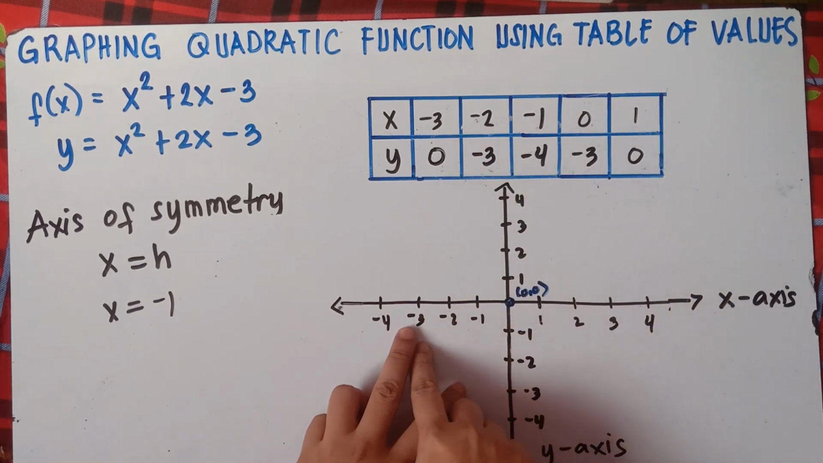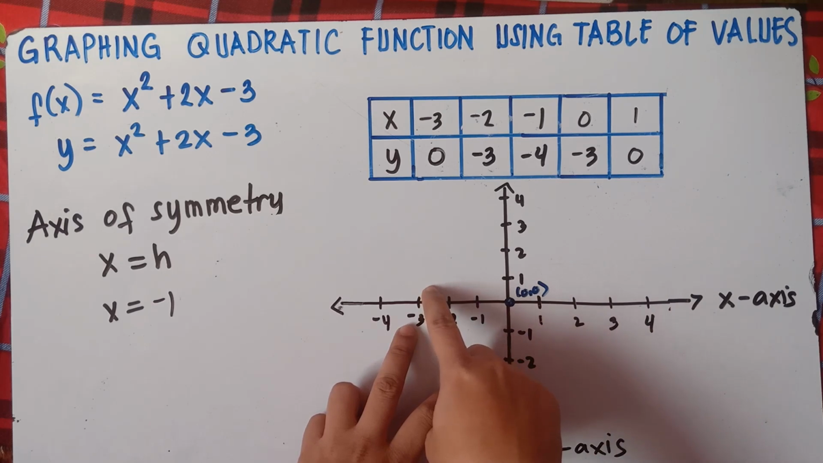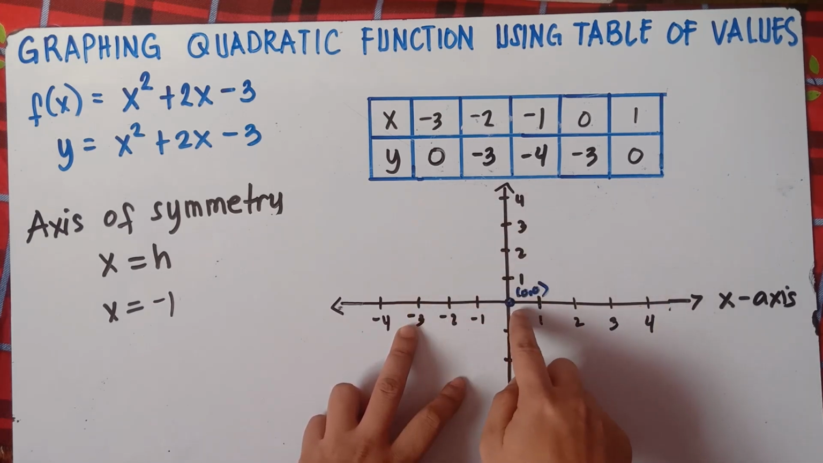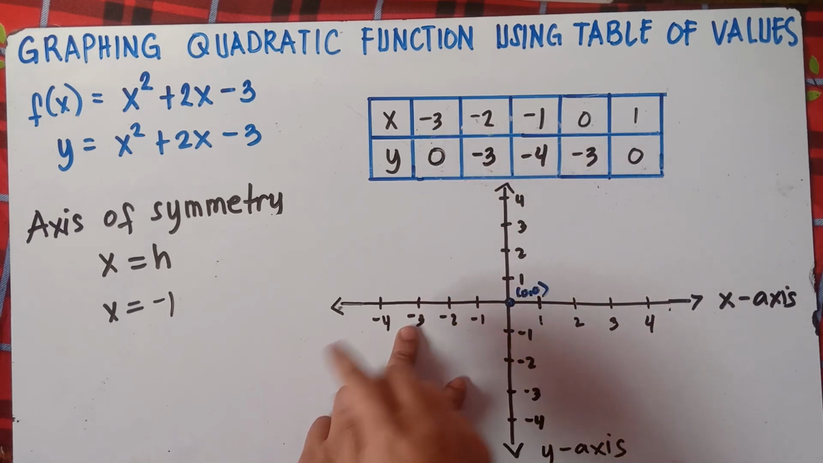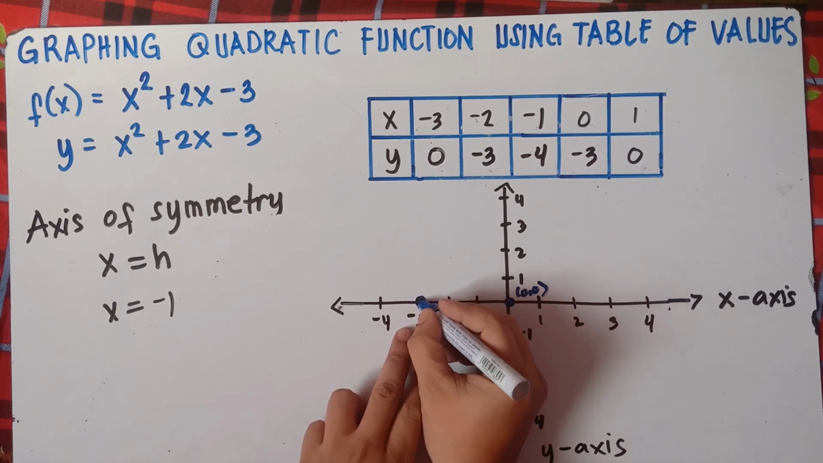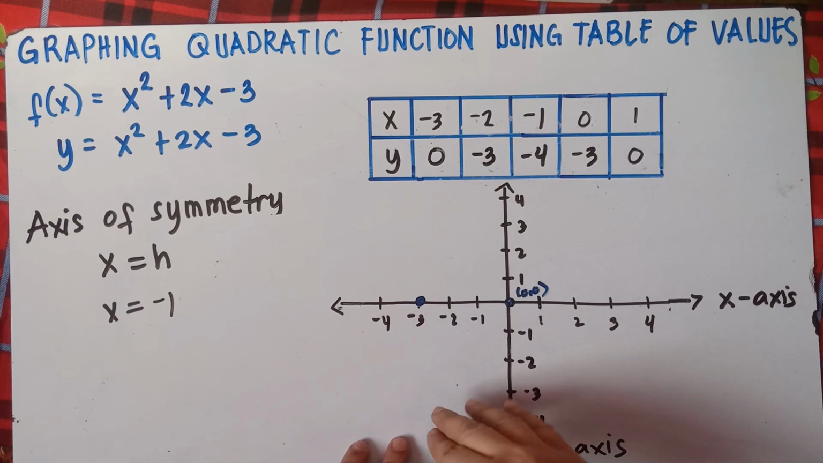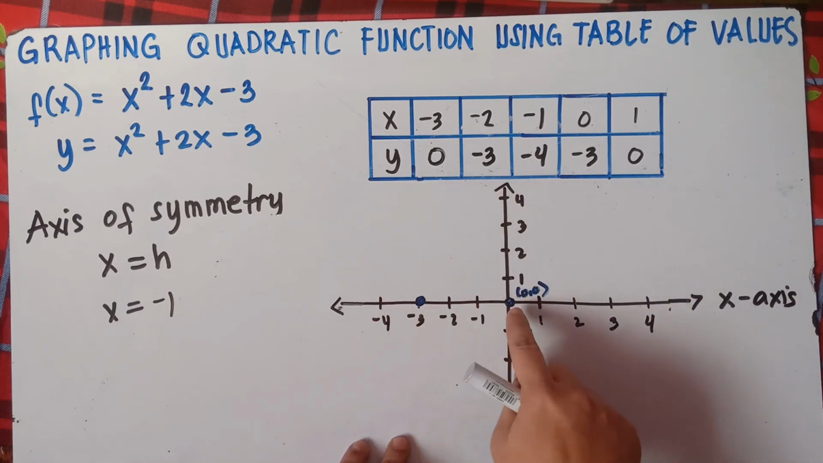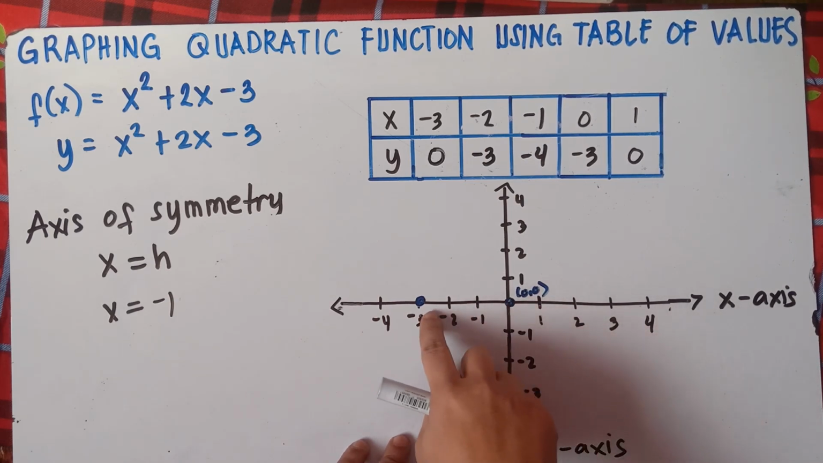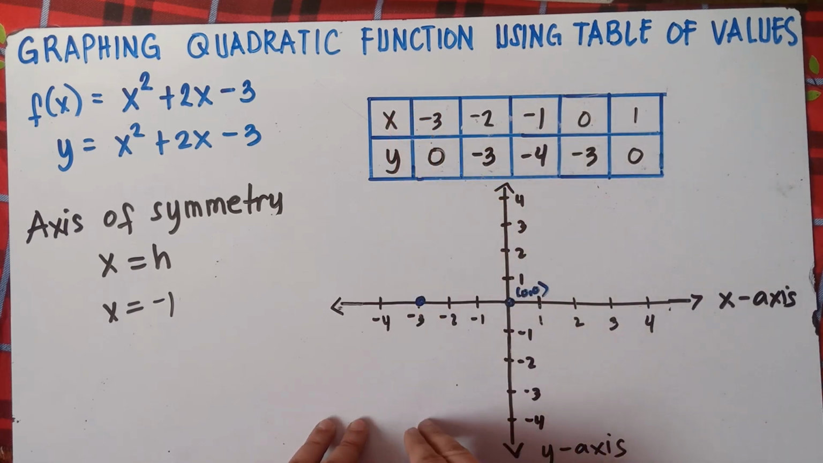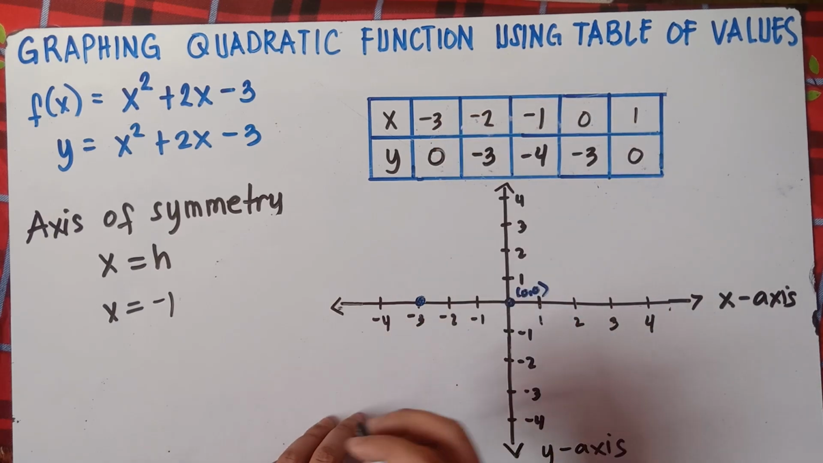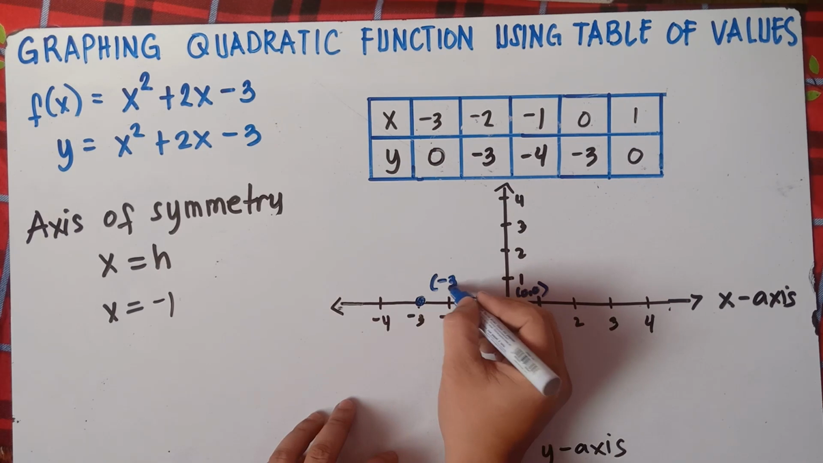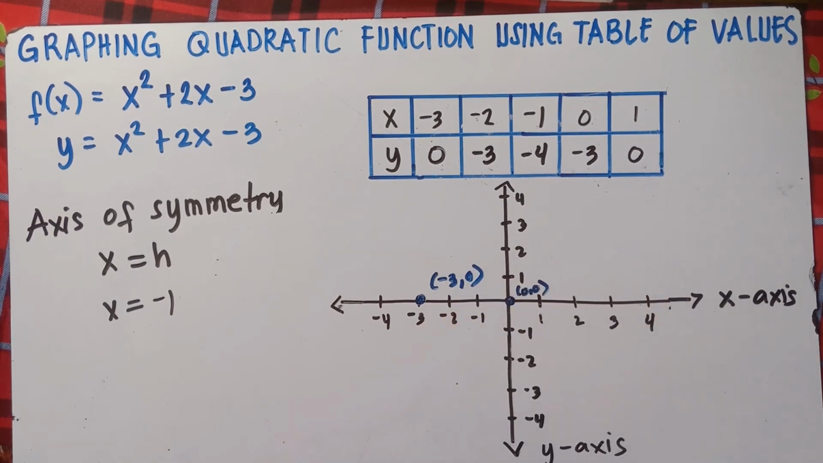So x is negative 3 and our y is 0. So we will not move for y. Since our y is 0, it means that we are on the origin's level, so we do not move up or downwards. But our x is negative 3. So this will be our point for negative 3 and 0. You can label this one, class, negative 3, then 0. Alright, so that's our first point.